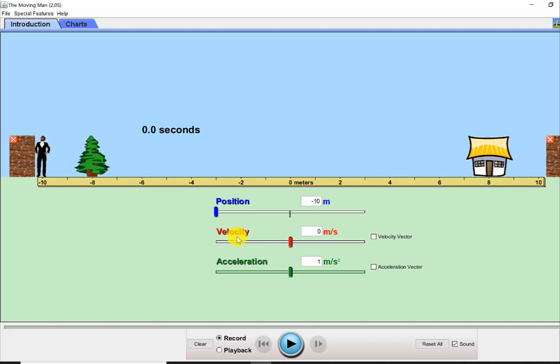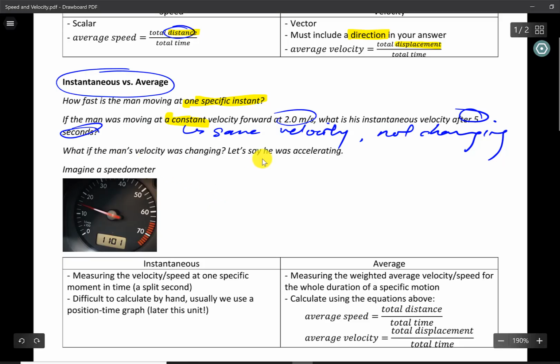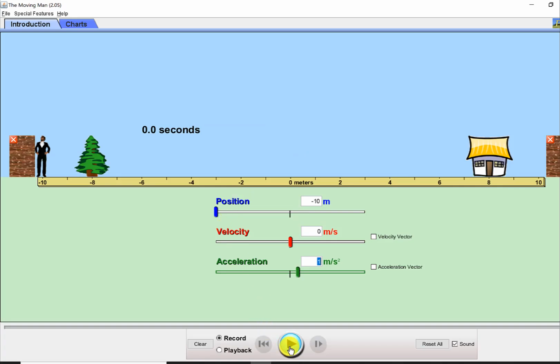The key here, what I want to do is I want his speed to change, okay? So let's do that. What if his speed was changing? And I'm going to press the play button and I'm going to pause it when he hits the other side of the wall with a bang. Look at that. Look at him go. Look at his velocity change. Okay, so there we have him all the way at the very end.